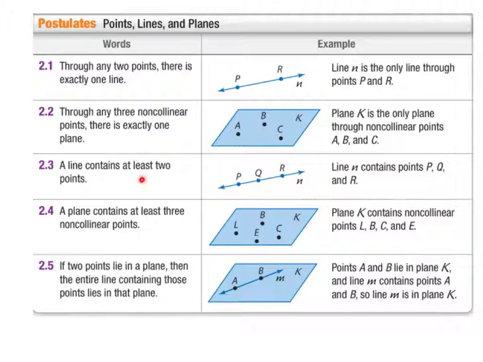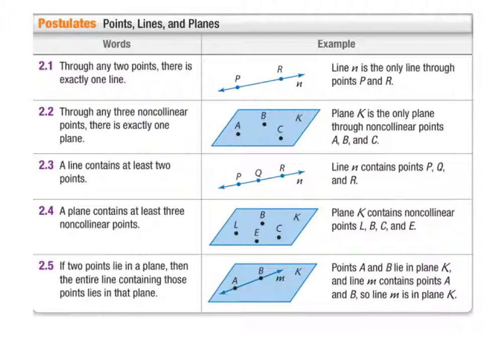Next one. A line contains at least 2 points. So if we have a line, we know that there's at least 2 points. In fact, there's an infinite amount of points on that line, but we know that there's going to be at least 2 of them. Because for the first one, there's 2 points, there's one line. Converse of that, if there's a line, there's at least 2 points. Next we'll do the converse of the second one. A plane contains at least 3 non-collinear points. Well, we knew it takes 3 points to make a plane, so that means a plane will have 3 points.